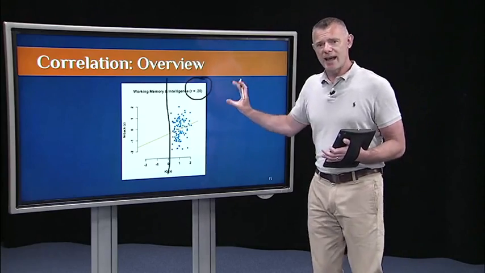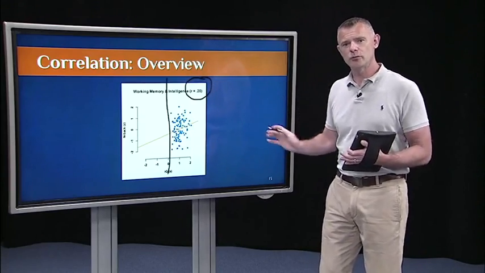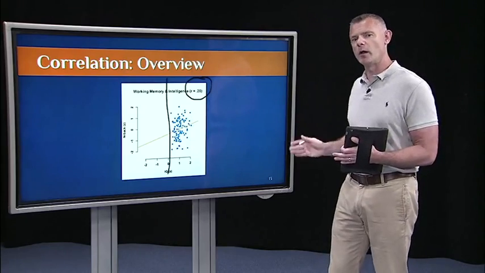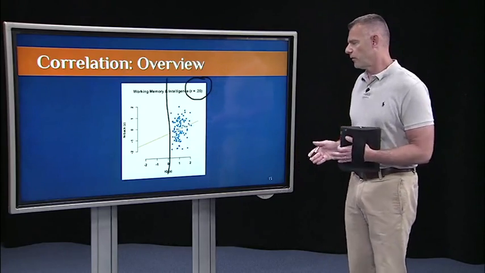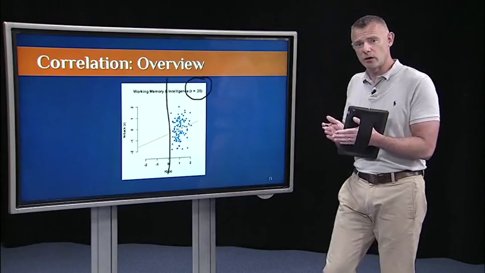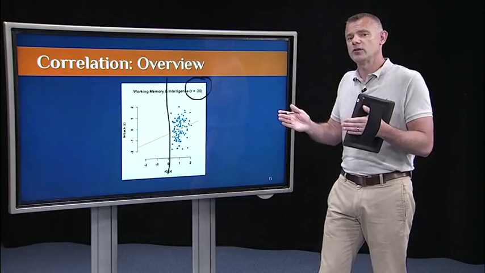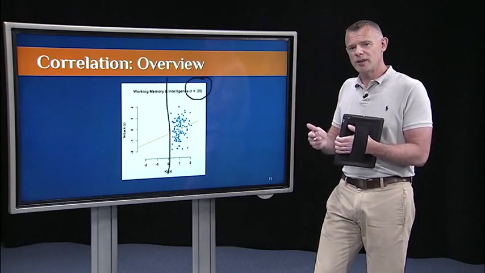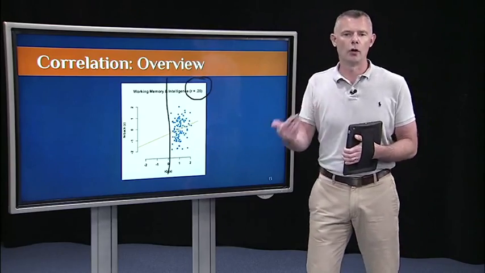This is known as attenuation of correlation due to restriction of range in one of your variables. So the fact that we only have these really smart people restricts our range. In other words, it restricts our variance, which doesn't allow for us to find covariance.